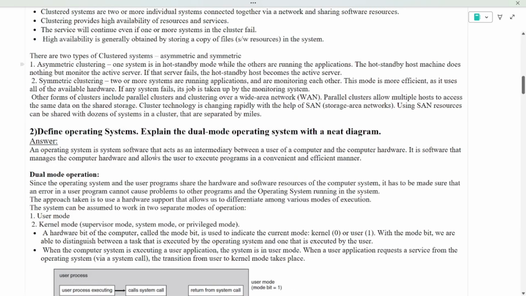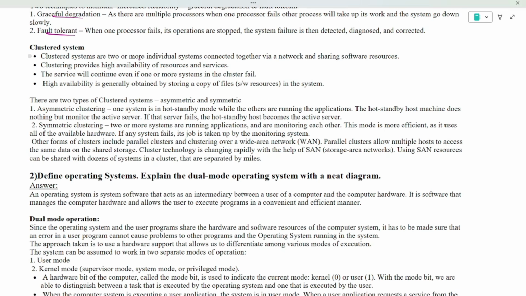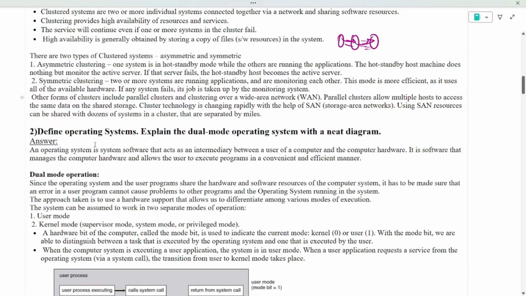Next is the cluster system, that is two or more individual systems connected together via a network and sharing software resources. If you take two or more individual systems, they are connected via some common network, and they will be sharing common software resources. The service will continue even if one or more clusters fail. High availability is generally obtained by sharing a copy of files, that is software resources, in the system, and this has mainly two types, that is asymmetric and symmetric.